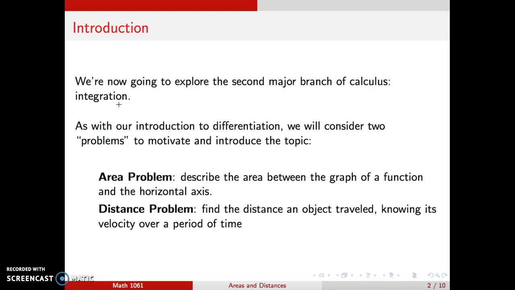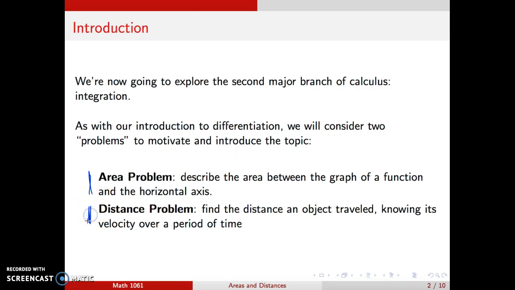So the first is the area problem, where we want to describe the area between the graph of a function and the horizontal axis. This one may be a little bit more theoretical. It would be comparable to the tangent problem, where you're trying to find the tangent line to a curve. In the real world, you might just graph some function and find the area under it. It might be a fun way to spend some time, but not a super useful thing, just more of an interesting thing.